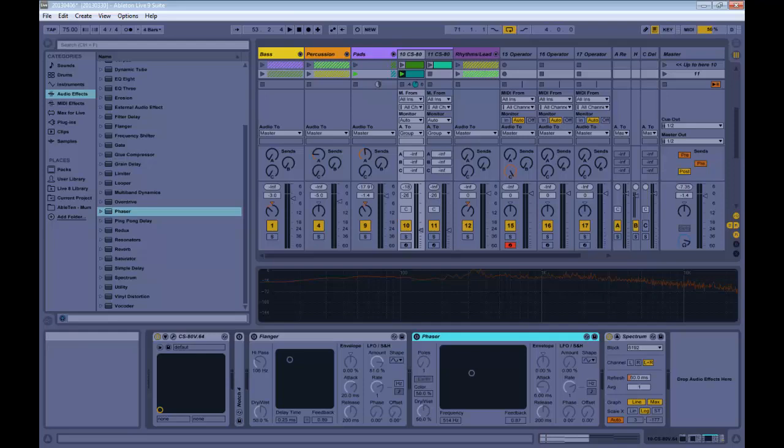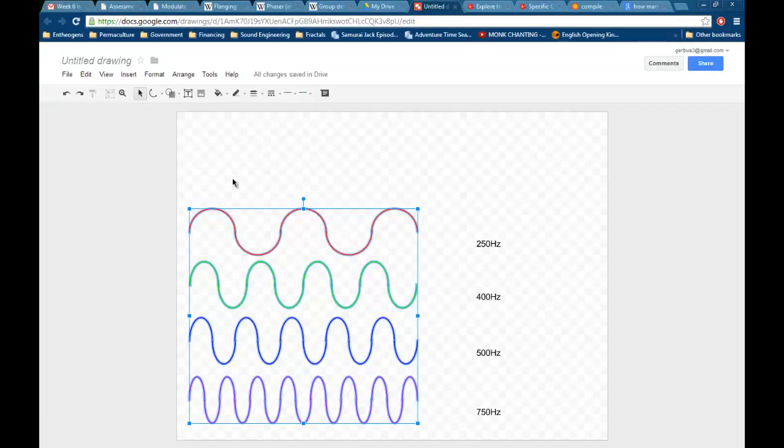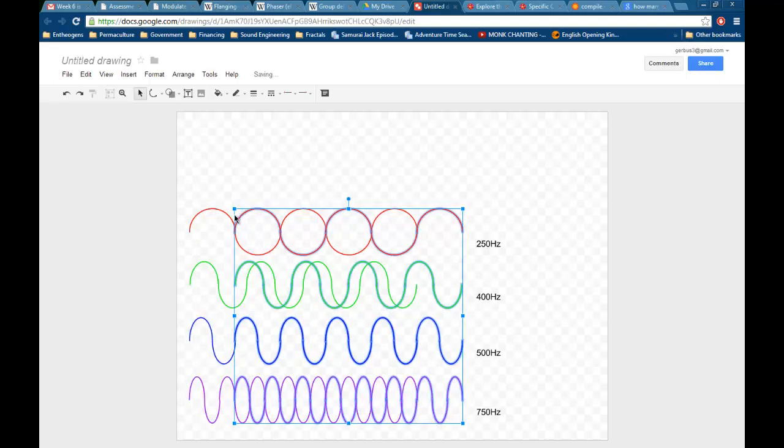So let's talk about notches for a second. If I have a flanger and I'm going to introduce a time delay to this signal, which is composed of, let's say, 4 frequencies, then basically I'm going to introduce a new signal. You'll see that I chose a specific delay time so that the 250 hertz will actually cancel out. So you'll see a notch in the frequency spectrum at 250 hertz.